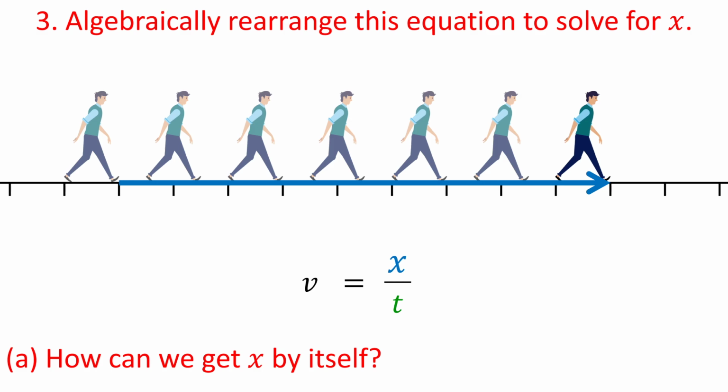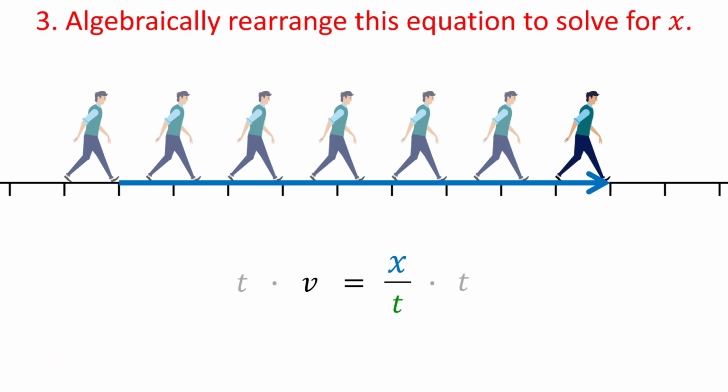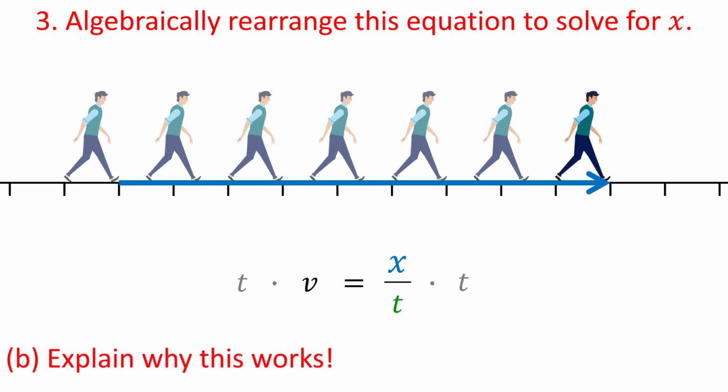Well, we need to do some algebra. So we need to think, what do we do to both sides of this equation to get x by itself? The answer is you multiply both sides by t. But why does this work? So I want you to explain the reason why this works.